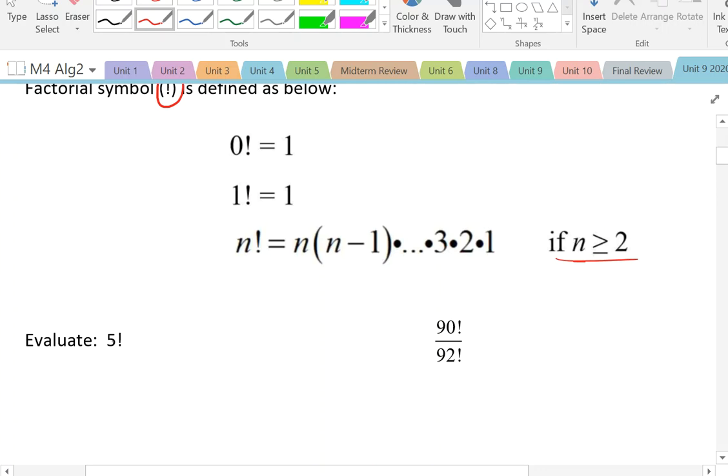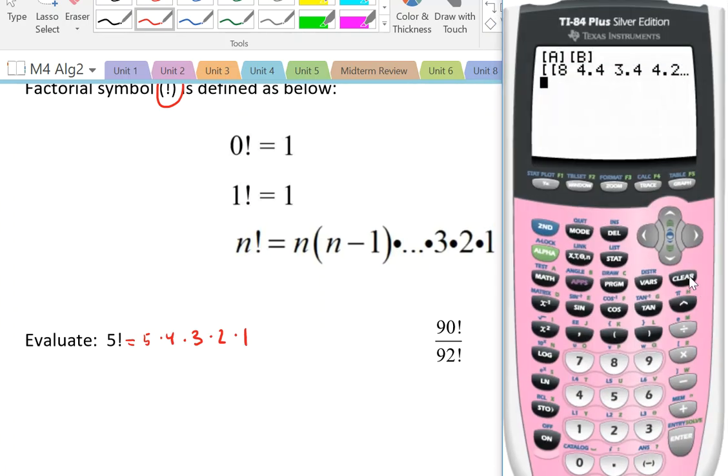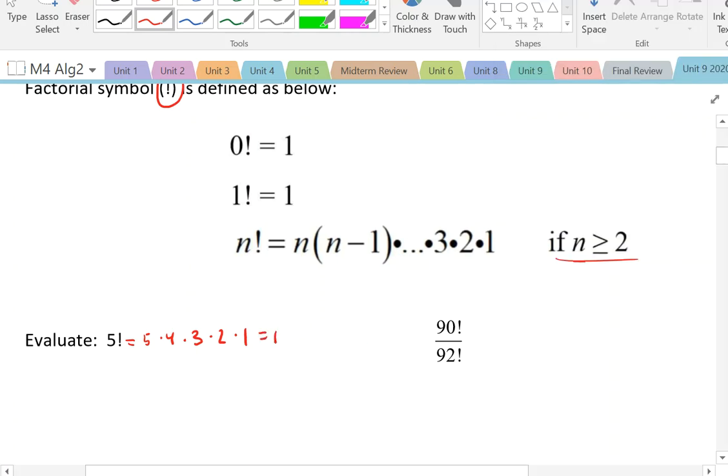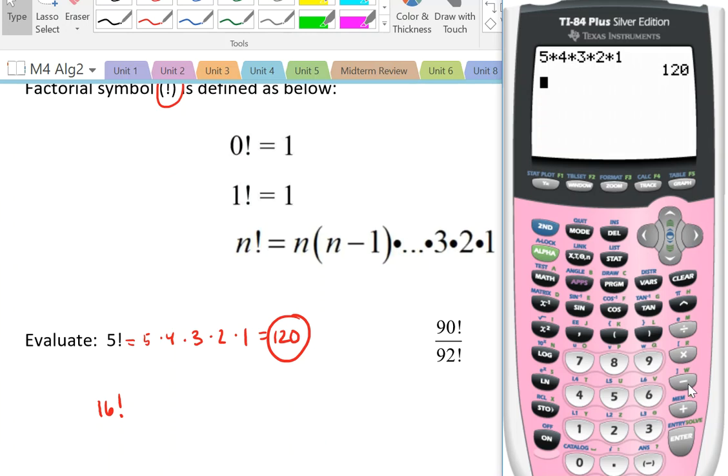So if I'm talking about 5 factorial, well, that's really 5 times 4 times 3 times 2 times 1. You can do that on the calculator by doing 5 times 4 times 3 times 2 times 1. Really, times 1 doesn't need to be typed in. It is 120. So that's method 1, literally typing into the calculator. But if I asked you like 16 factorial, I don't really want to type all of that into my calculator. So I'm going to show you another way to do it. And I'll do it with 5, and then we'll do it with 16 as well.